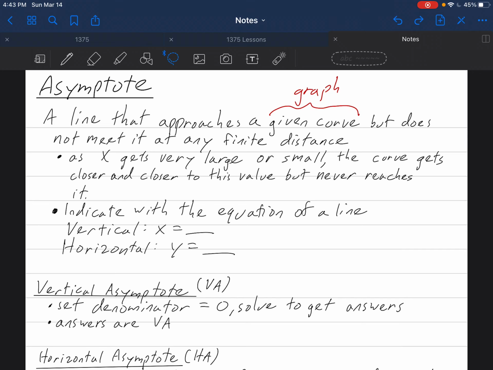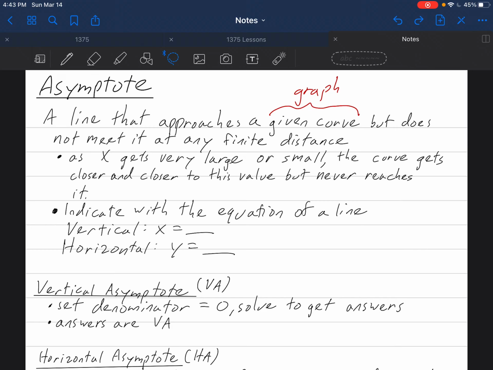So ultimately, an asymptote is either a vertical or a horizontal line. They can be diagonal, but we're not going to discuss that. We're just going to look at vertical and horizontal asymptotes, which are vertical and horizontal lines, which means that when you identify an asymptote, you must identify it using the equation of a line. Either a vertical line, x equals something, or a horizontal line, y equals something.